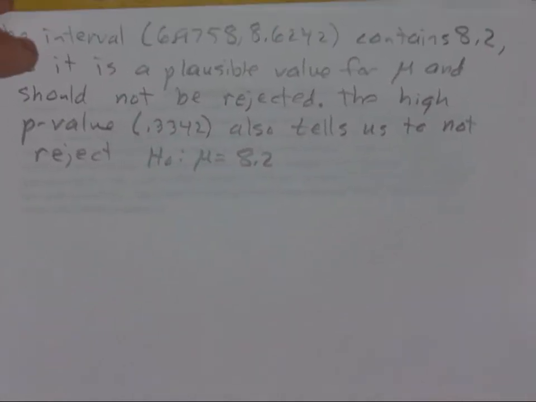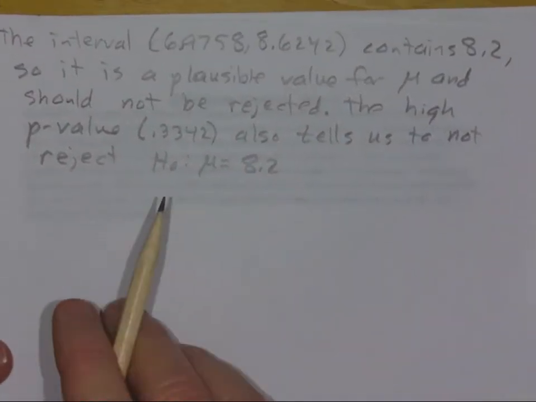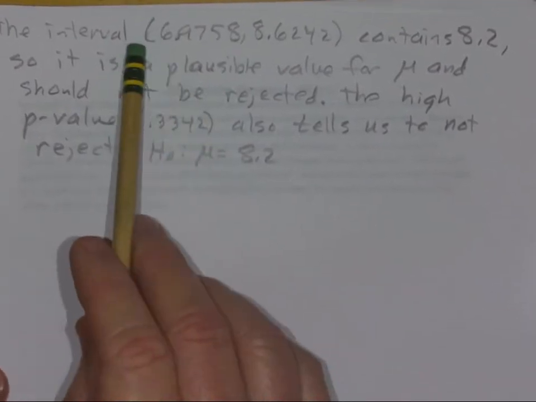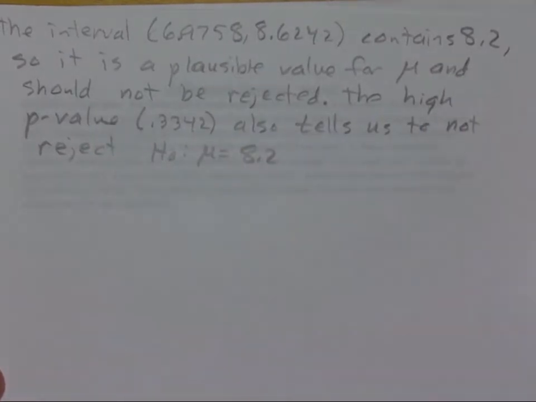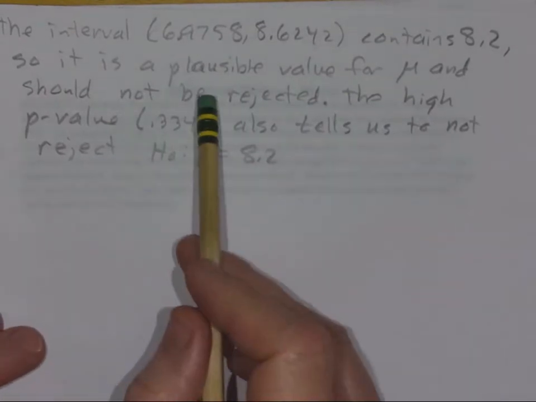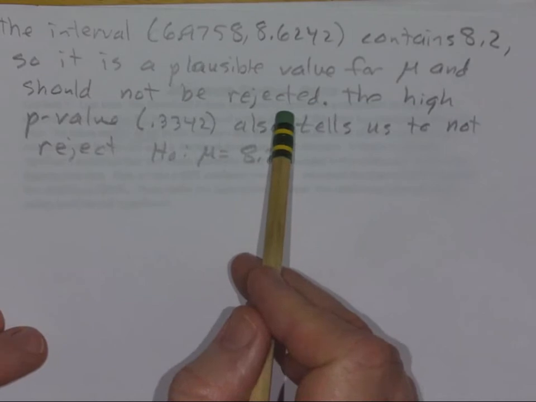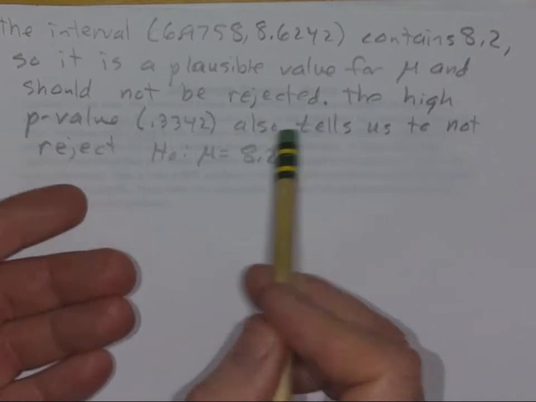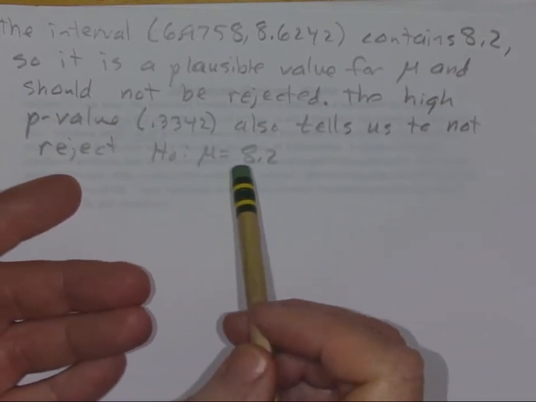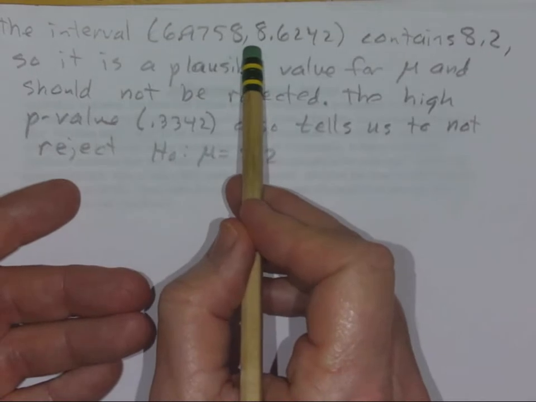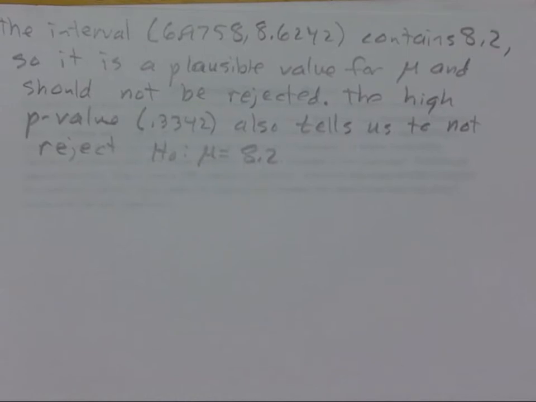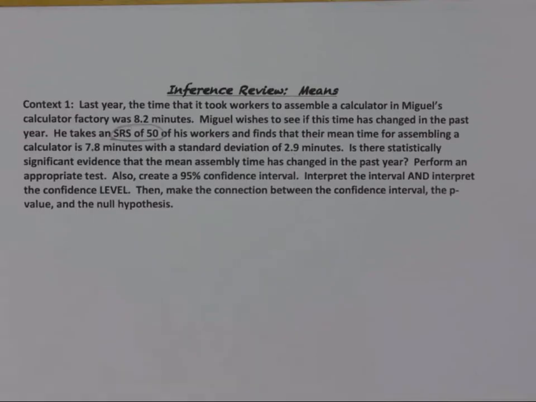The other thing was to make the connection between the interval and the p-value and the hypothesized value. To do that, you would just say, well, that interval captures 8.2. 8.2 is our hypothesized value. So therefore, 8.2 is a plausible value for mu. It should not be rejected. And that's exactly what our high p-value, 0.3342, also tells us: to not reject the null hypothesis value. So that's making the connection between the interval, the hypothesized value, and the p-value. And that's a popular question.